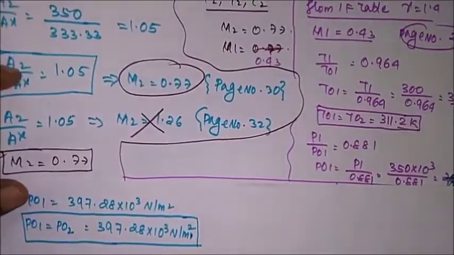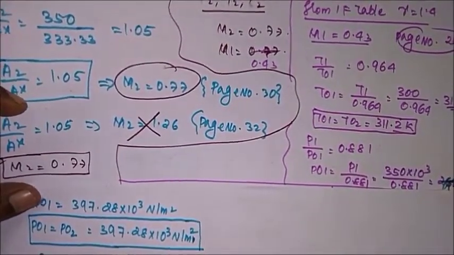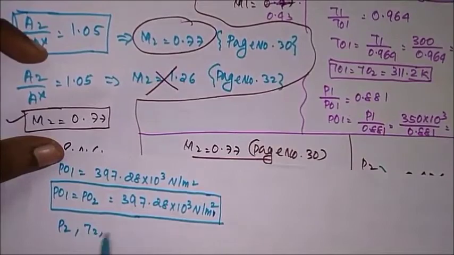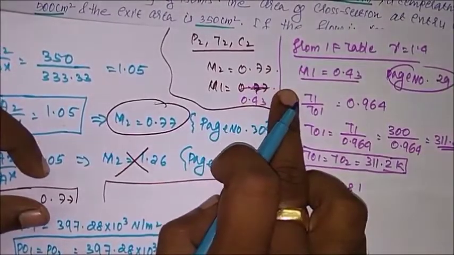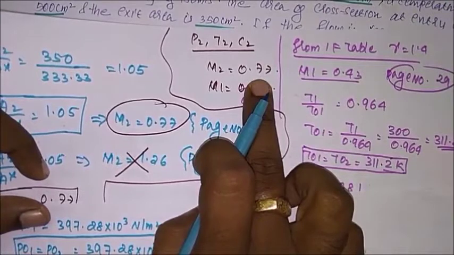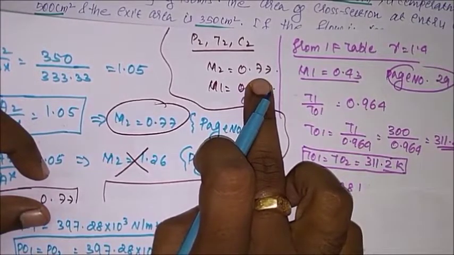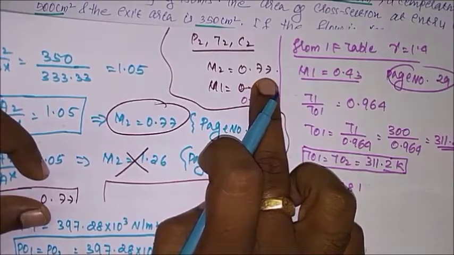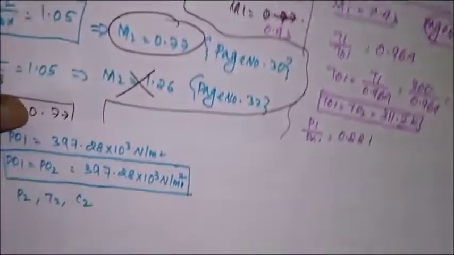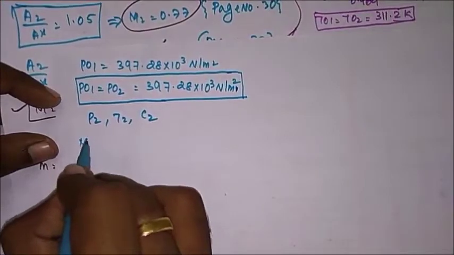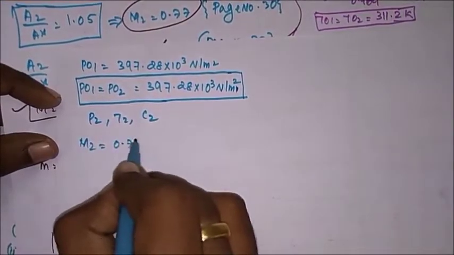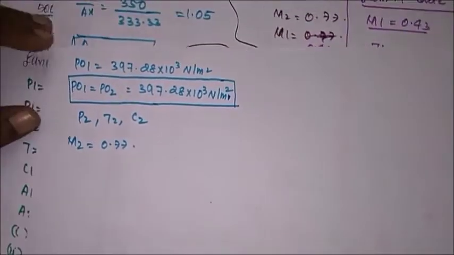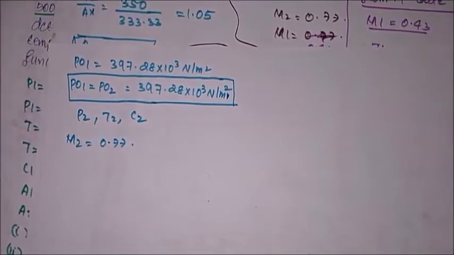We have to find out the value of pressure, temperature and velocity at the exit. We already found the Mach number at the exit, that is M2 is equal to 0.77.